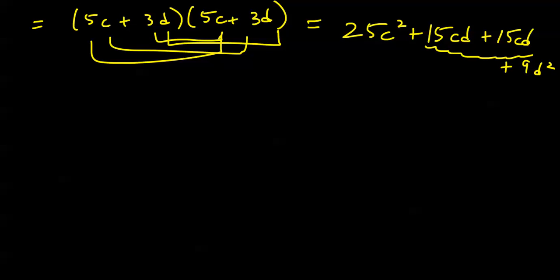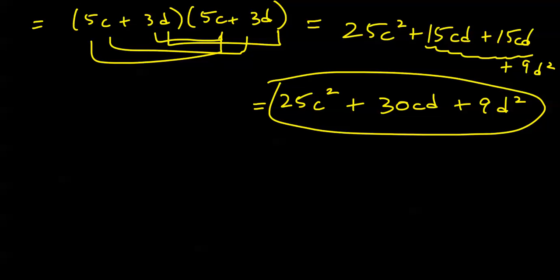And again, notice these are like terms. The outer and inner product are like terms here and can be combined. Final answer is going to be 25c squared plus 30cd plus 9d squared. There's my final answer. Squaring a binomial is essentially multiplying it by itself.